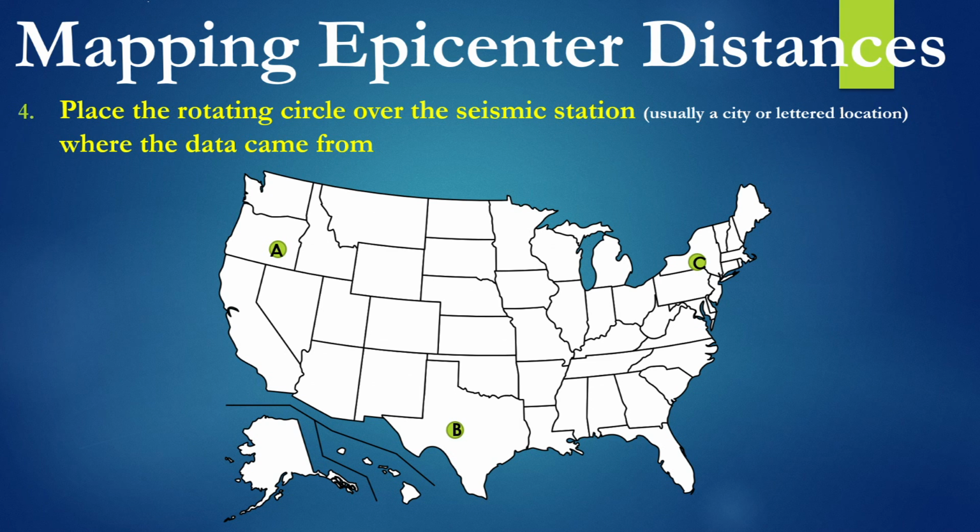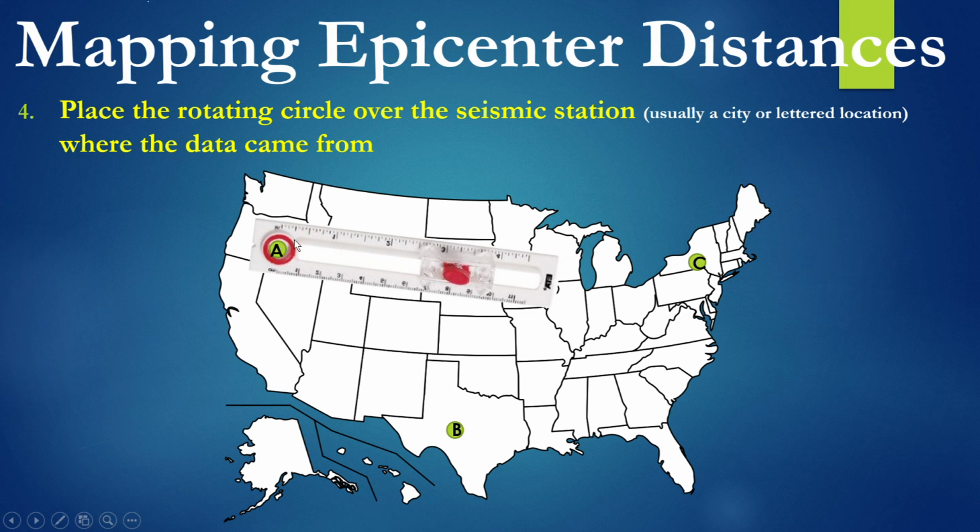All right, here is just an example. It's a map of the United States, and what we have on here is 3 seismograph locations. These are just random locations that I randomly chose, where the data is coming from. So let's say that seismogram data, that 2600 kilometer data, came from seismic station A. What you would do is place your safety ruler over this little O part, over the actual location.